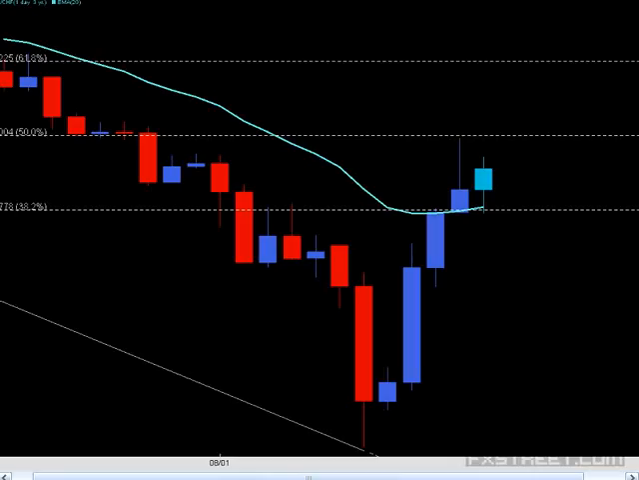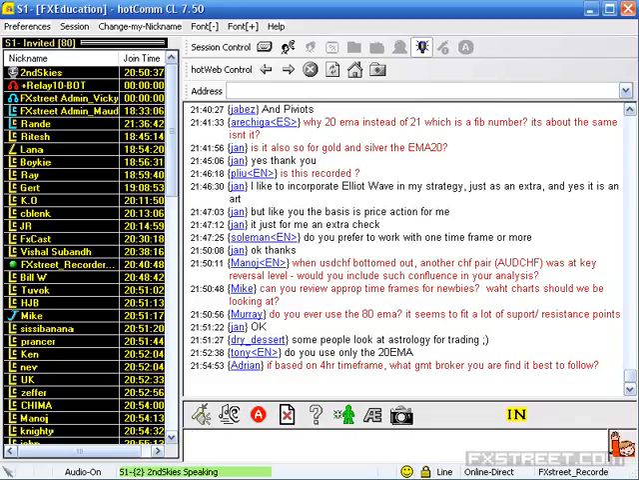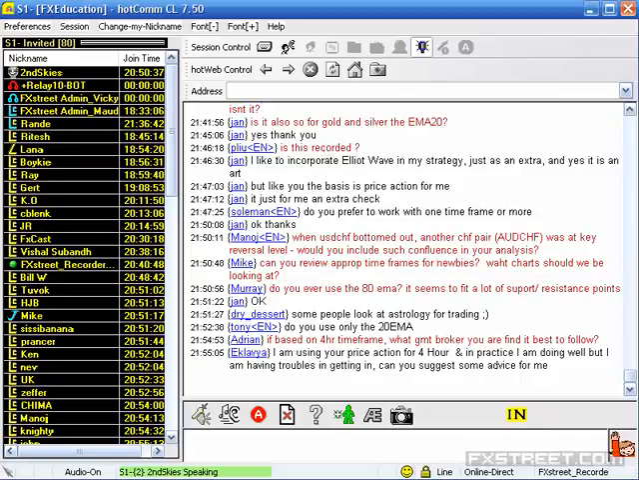Last question by Murray here. Do you ever use the 80 EMA? It seems to fit a lot of support and resistance points. No, negative. I don't. I can usually spot those levels on the chart. So hopefully that answers your question.